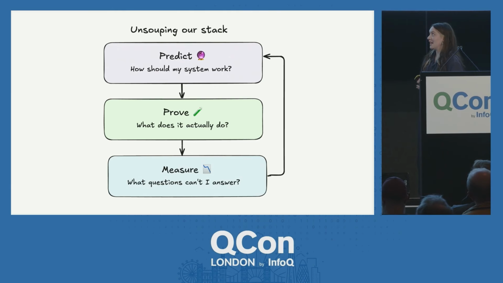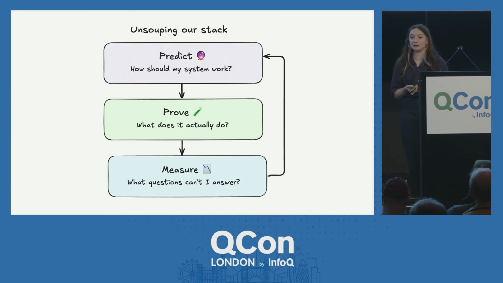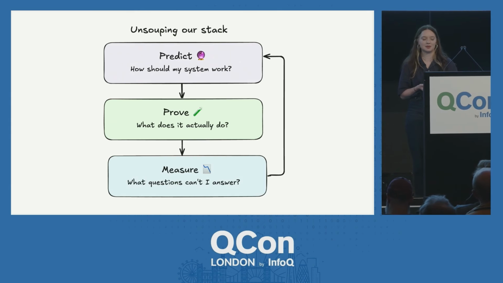So we've got 3 steps. First is predict. We state something about our system that should be true. Then we try and prove it. We apply real load to our system to see what actually happens, and we can never believe it until we see it. And then we measure.